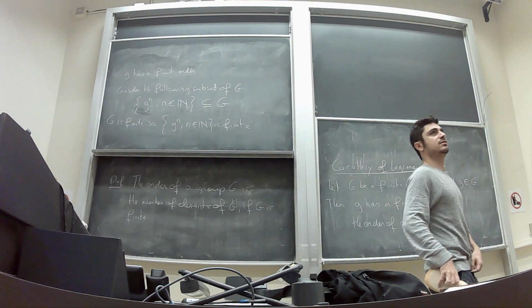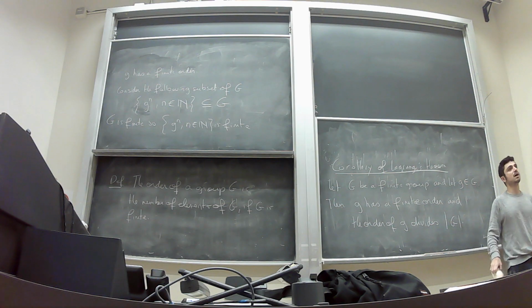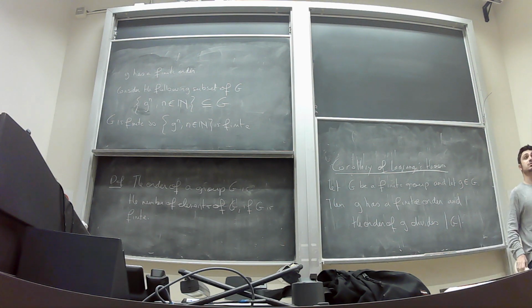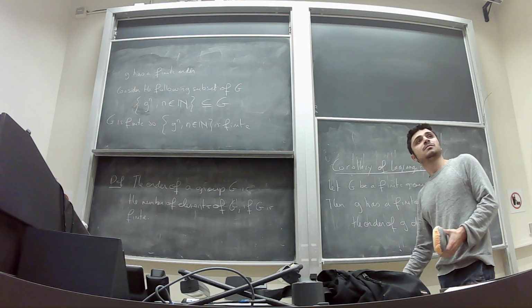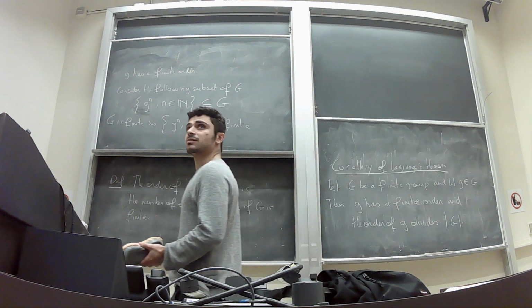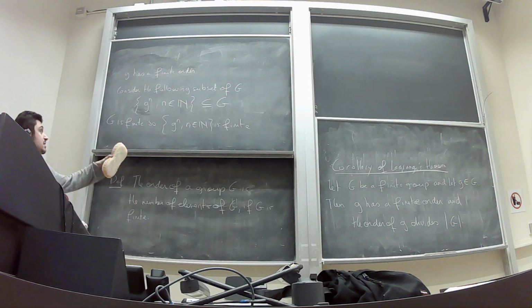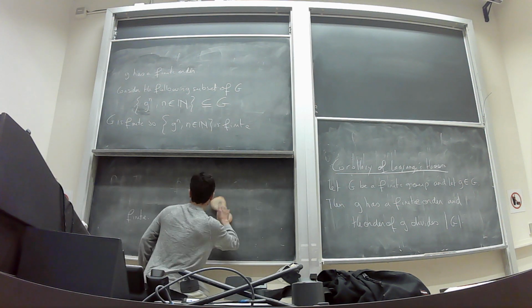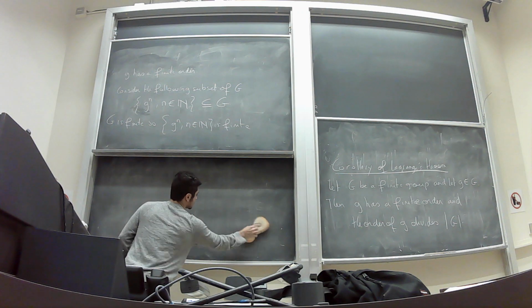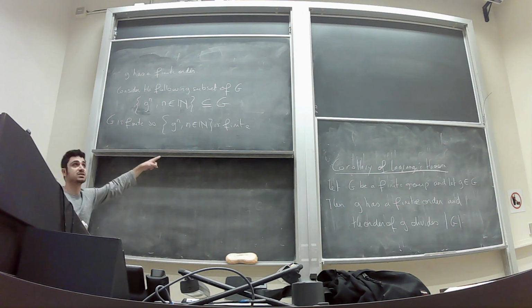Now if it is finite, what does it mean? Can all the powers be distinct, or must it have a repetition? It must have a repetition by the pigeonhole principle. Suppose that all the g to the n's are distinct. Do I get an infinite set or not? Yes. So if this set is finite, it must contain two elements that are the same. Otherwise, this set is infinite, which contradicts the fact that G is finite. Agree with this argument or not?